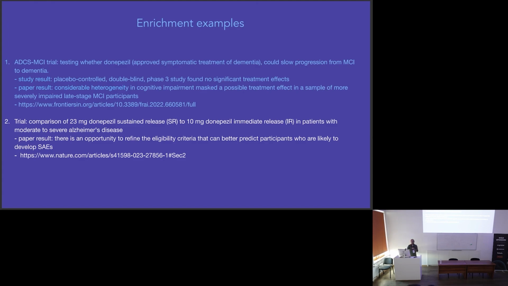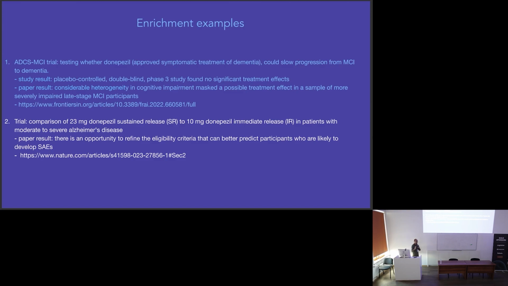But there is one paper where they are doing some statistical machine learning things. They are saying considerable heterogeneity in the MCI masked a potential treatment effect in a sample of more severely impaired, late stage MCI participants. That means the clinical trial design was not good enough. They didn't go deeper into the disease to understand the heterogeneity, the different subtypes and subgroups, and to analyze specific subgroups. They found that if you are working on subtyping, that could help to understand much more about the treatment effect.